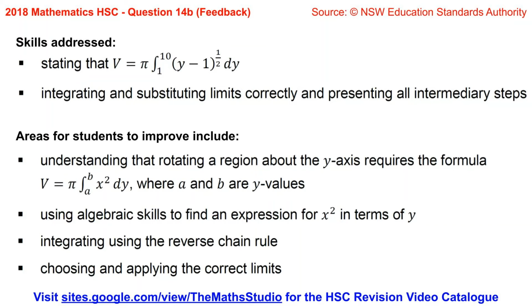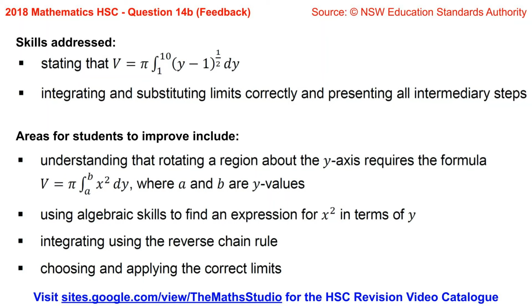The following is the feedback from the Marking Centre for question 14b. Skills addressed. Stating that v equals pi times the integral from y equals 1 to y equals 10 of y minus 1 to the power of half dy, and integrating and substituting limits correctly and presenting all intermediary steps.